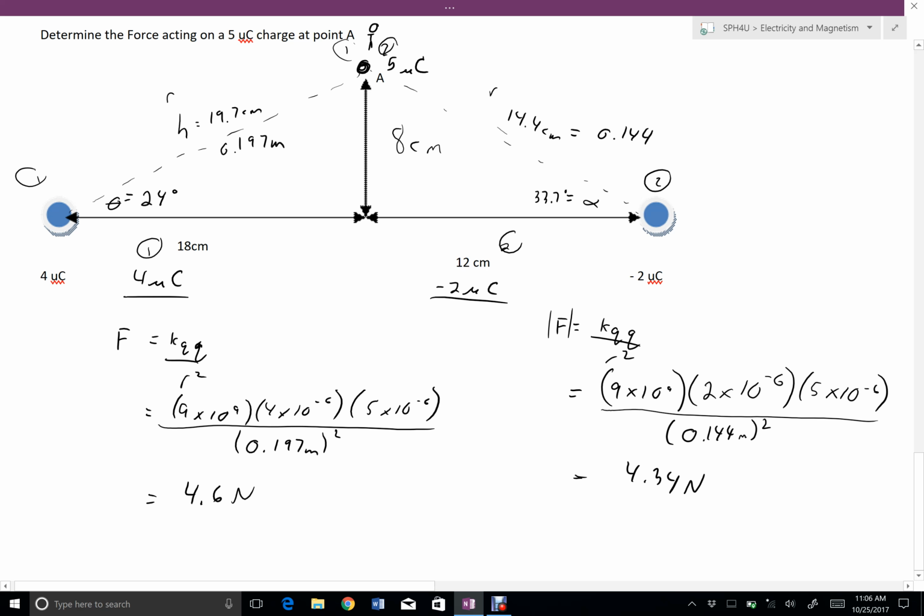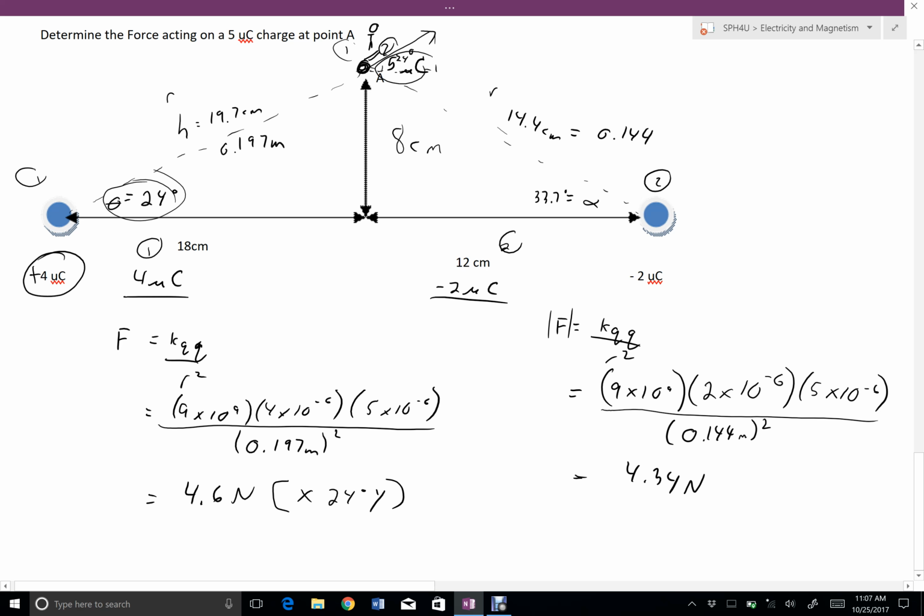Now, this charge right here is positive, and this one up here is positive. So looking at it from the perspective of the charge that I'm looking at, I'm repelled by that 4 microcoulomb charge. That means my force is going to go up and away as a repulsion. If I consider that direction x, this is going to be the same angle as this angle down here, so x, 24 degrees y. X, 24 degrees y.